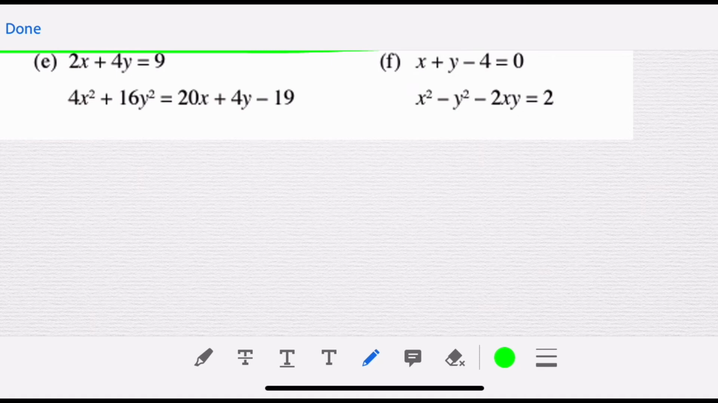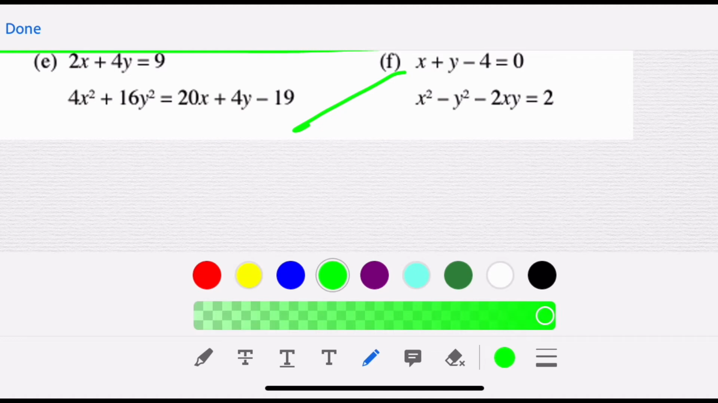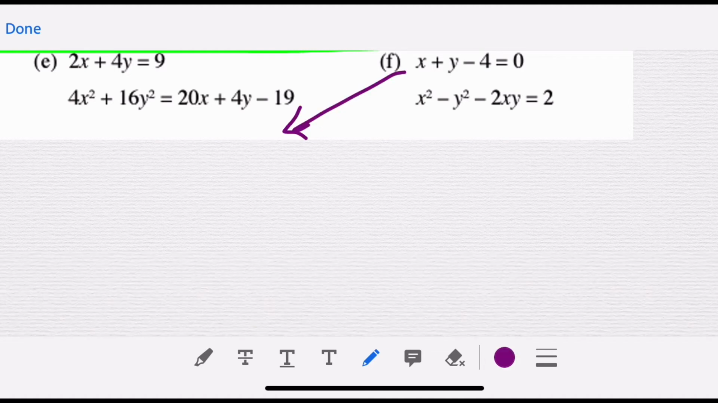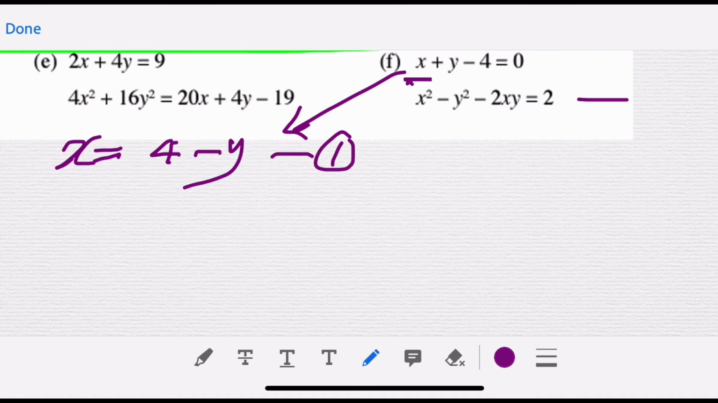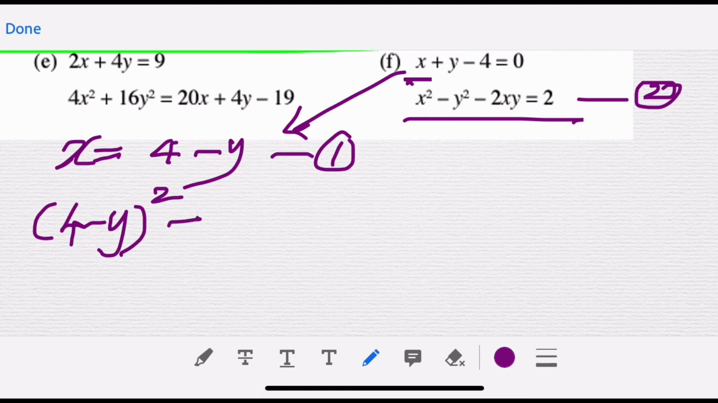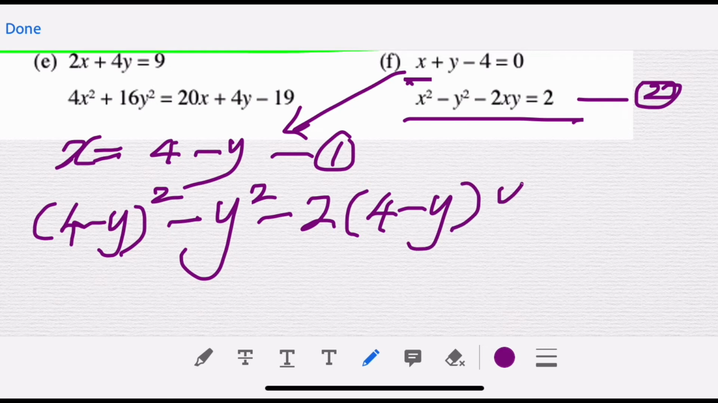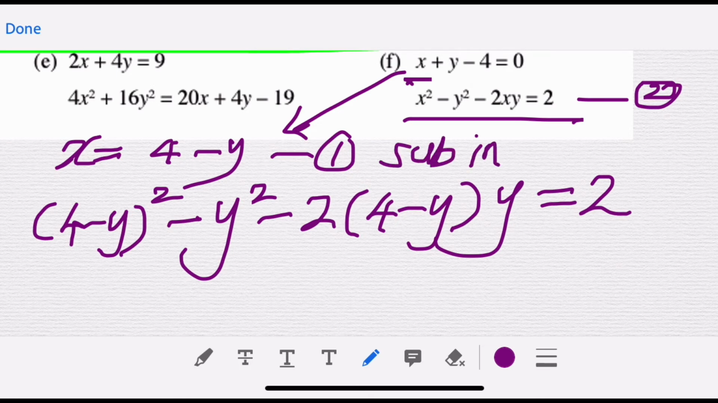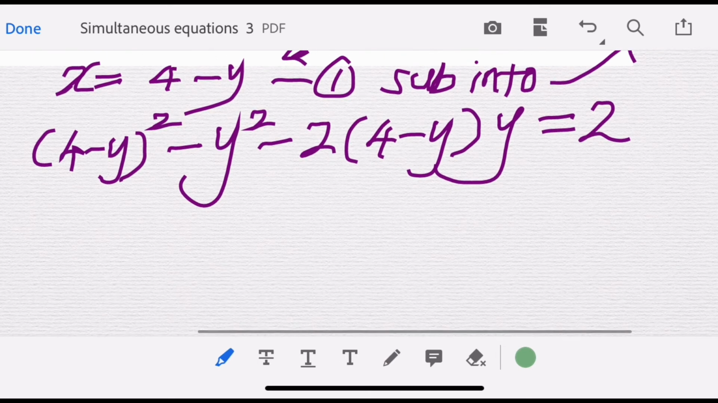So let's say we express x in terms of y from here. Okay, let me do here. So my x will be, so leave x here, 4 positive, y become negative. This is number 1. Sub 1 into 2. So whenever I see x squared, I will substitute 4 minus y squared. I see y squared, I copy. When I see x, I will substitute 4 minus y times y equal to 2, right? Sub into 2. Okay, so that we can solve.